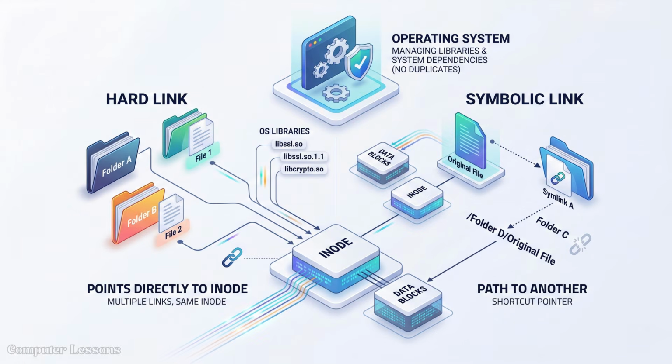Hard links and symbolic links are tools that allow one file to appear in multiple directory locations. A hard link points directly to the inode, while a symbolic link is a path to another file. These features are used by the operating system to manage libraries and system dependencies without duplicates.